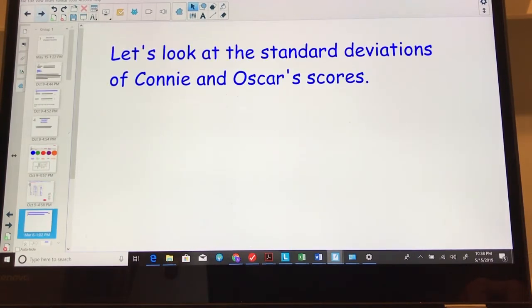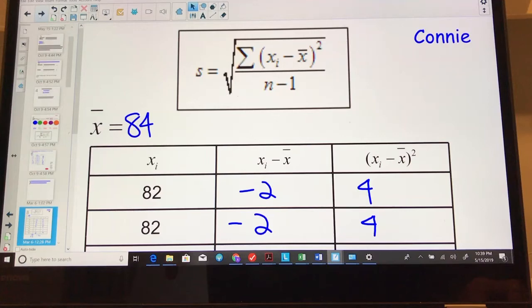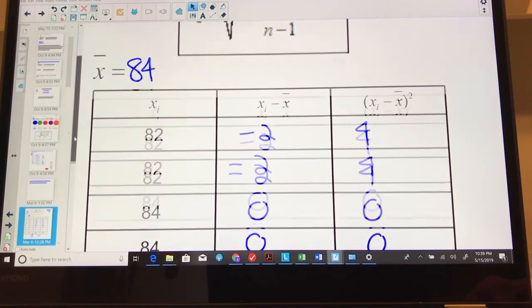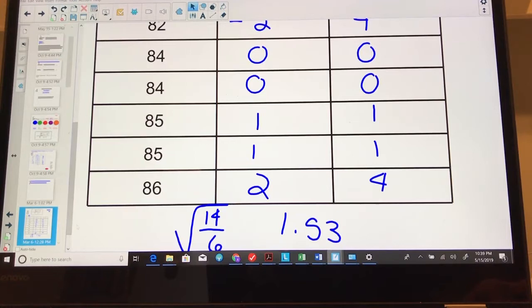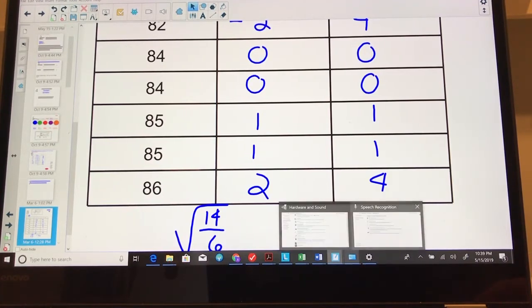We're going to look at standard deviations now of Oscar and Connie's scores. So when we do this, this is Connie. Connie had a mean of 84, if you recall. And we type all those in, or we write them in. You can see that Connie's standard deviation is a very small 1.53.